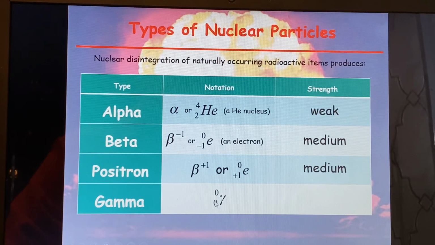Gammas aren't a particle. They're actually a wave of energy. So that means waves can go through things. So their penetrating power is very high. It can go through lots of things.